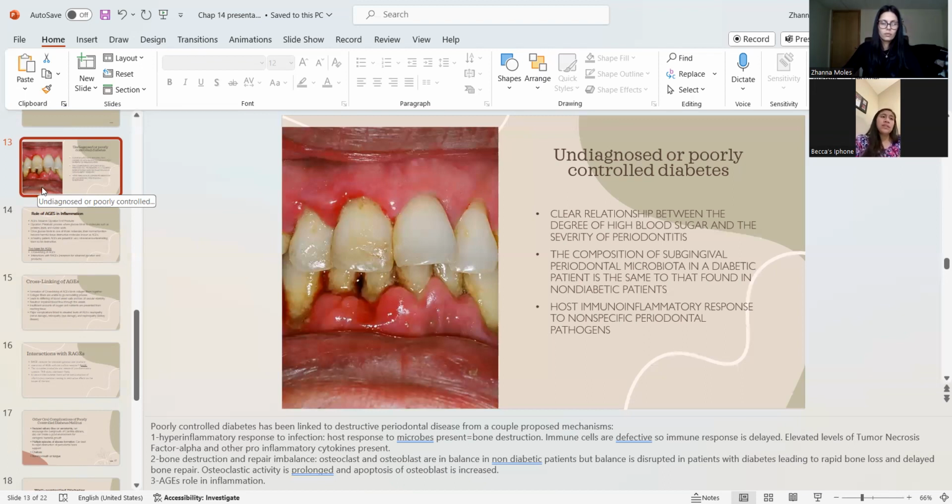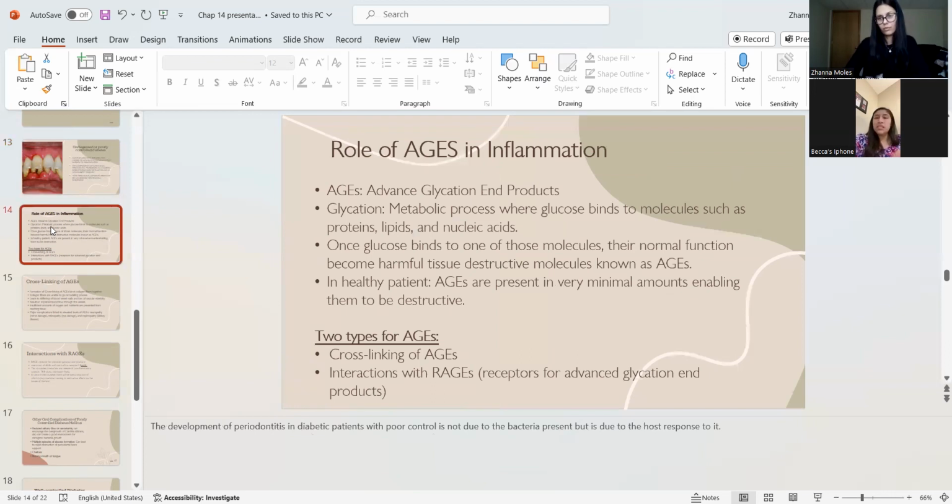And then the third one is what we call AGEs. It's this thing called advanced glycation end products. It's a metabolic process where glucose is going to bind to different macromolecules or biomolecules, such as proteins, lipids, and nucleic acids. Once the glucose binds to one of these molecules, their normal functions will become destructive to the tissues of the host. In a healthy patient, there are some AGEs present, but they're not present in elevated levels, so they're not as destructive, or they're not destructive.